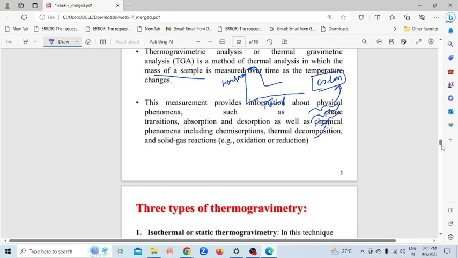So what will happen when you increase the temperature? Suppose it is a polymer chain. When you increase the temperature, the chains will start floating one over another. This is called the glass transition temperature. Initially it looks like glass, hard, but when we increase temperature, it converts into a rubbery state. So this temperature is called the glass transition temperature. Clear?